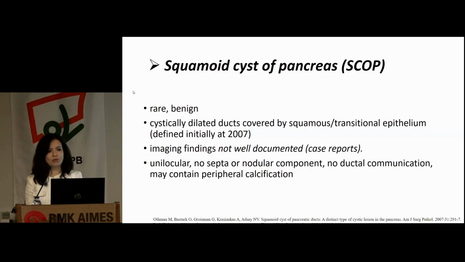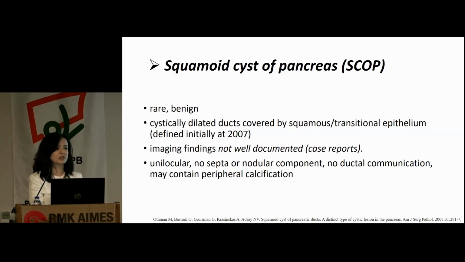The other subtype of non-neoplastic cysts are SCOPs, squamous cysts of the pancreatic ducts. They are again rare lesions. Actually, they were defined many years ago in the pathology literature, but imaging findings still are not very well documented. We are lagging behind pathology, I think. It is in the form of case reports and case series.